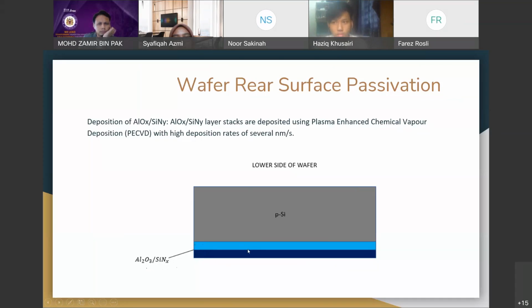Because passivation is a technology that prevents recombination between electrons and holes on the surface of the wafer. The next slide.